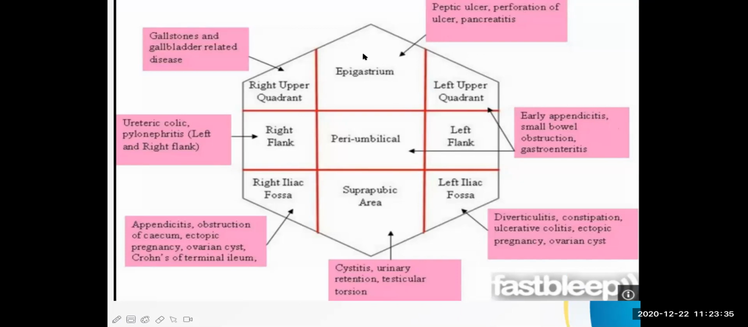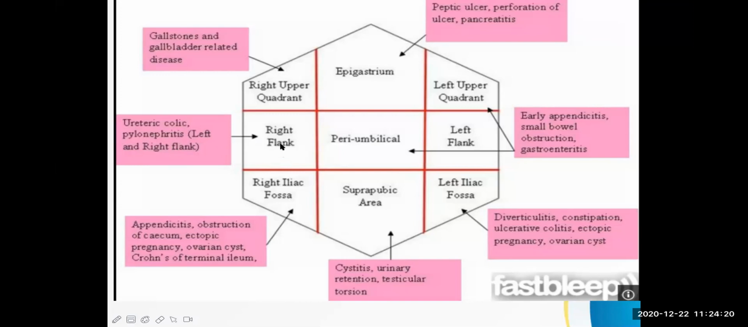Now, see this. If the patient is complaining of pain in the epigastric area, these may be the causes: peptic ulcer perforation or simply peptic ulcer, and pancreatitis, the common one. There are so many others, but only the common ones are highlighted here. If the patient is complaining of pain in the right upper quadrant, then it may be because of gallstone, cholecystitis, or cholangitis. Right flank and left flank are for the kidney area. So any disease of the kidney or the ureter can have pain here. So see this, ureteric colic, pyelonephritis. These are the important ones.